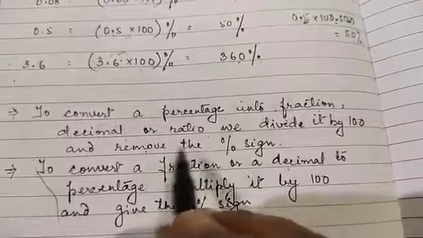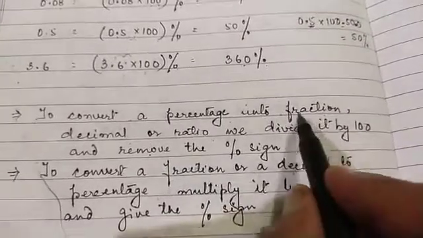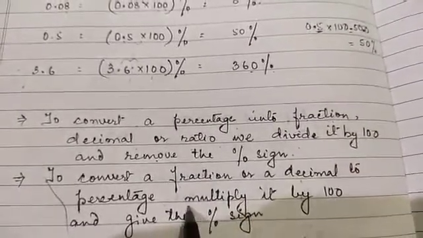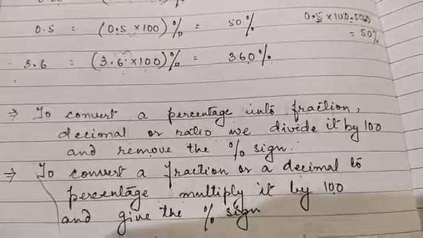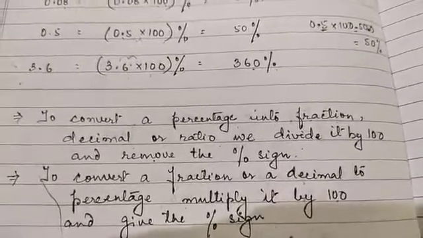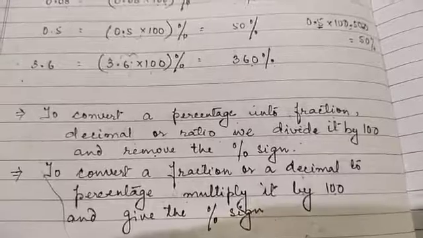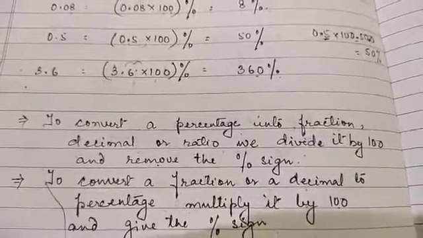Here we are removing the percentage sign, dividing it by 100. When we are multiplying it by 100, we are giving the percentage sign. I hope you all have understood percentage properly.